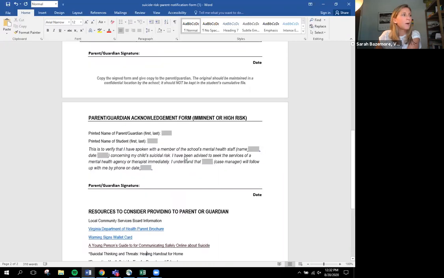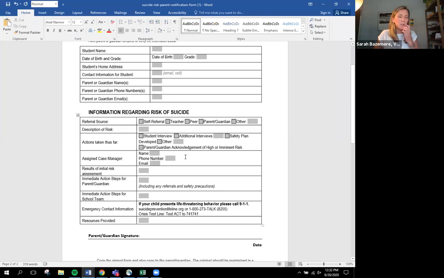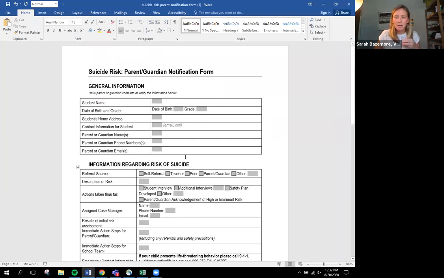And one thing that I think we definitely need to mention as well is that the only time you would not reach out to family is if the student's risk of suicide was associated with any type of abuse. In that case, you would go ahead and connect with Child Protective Services.